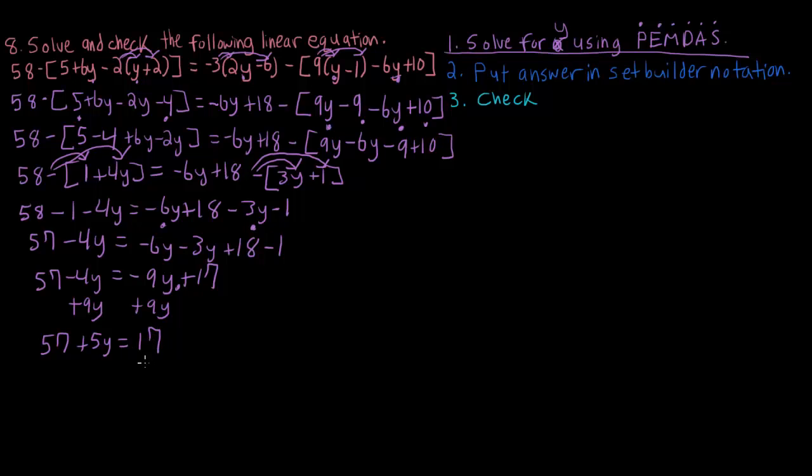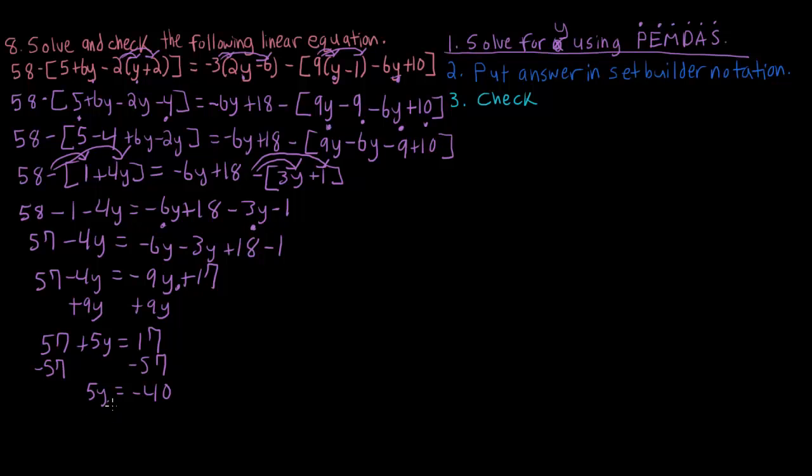Now we want to get the y by itself, so let's subtract 57 from both sides. We end up with 5y equals 17 minus 57, which is negative 40.